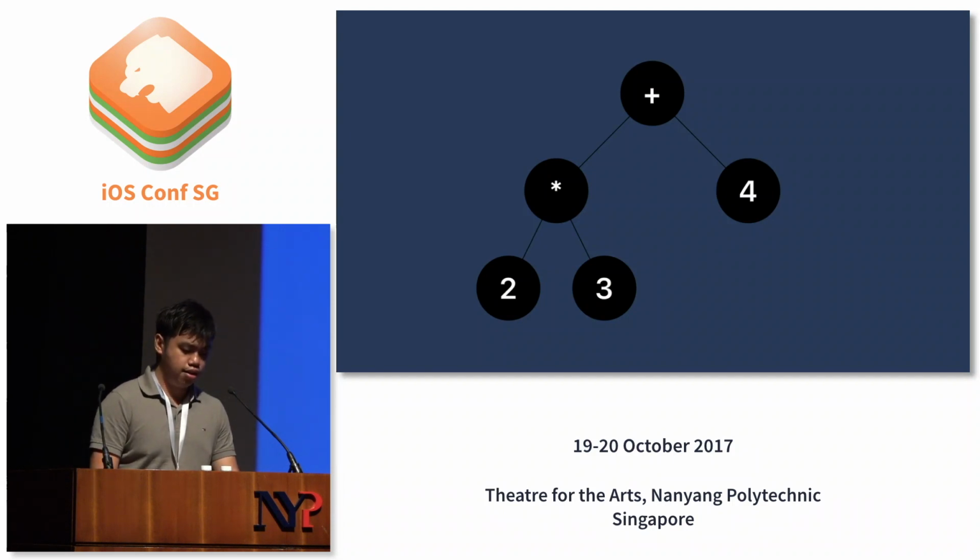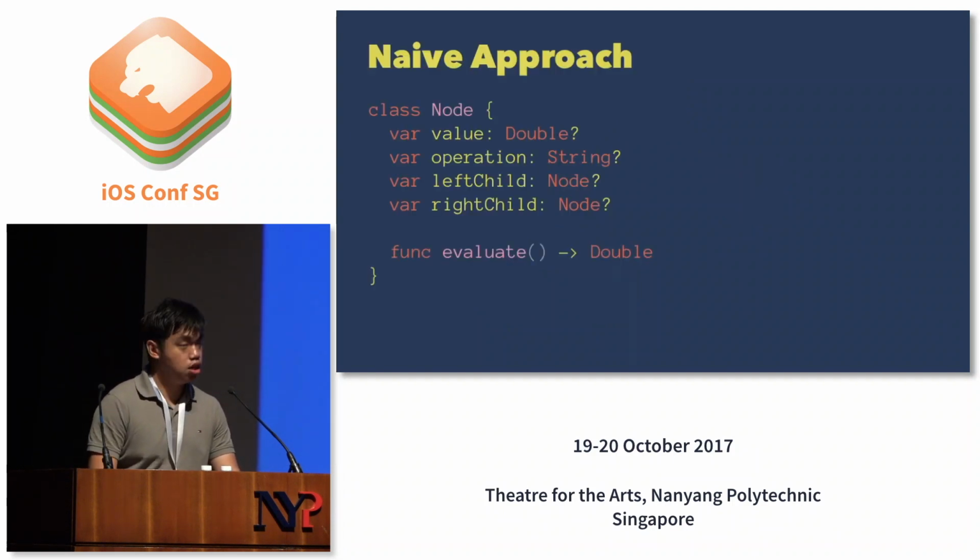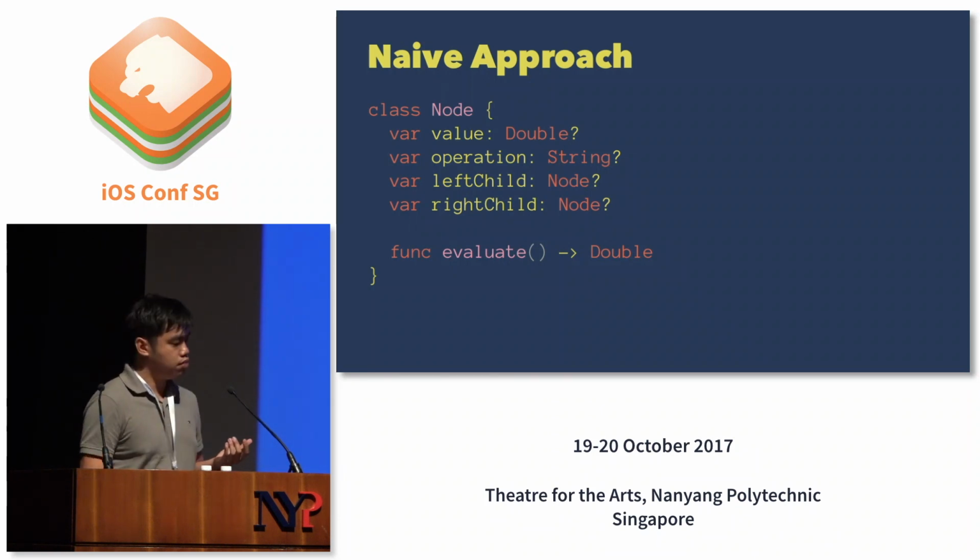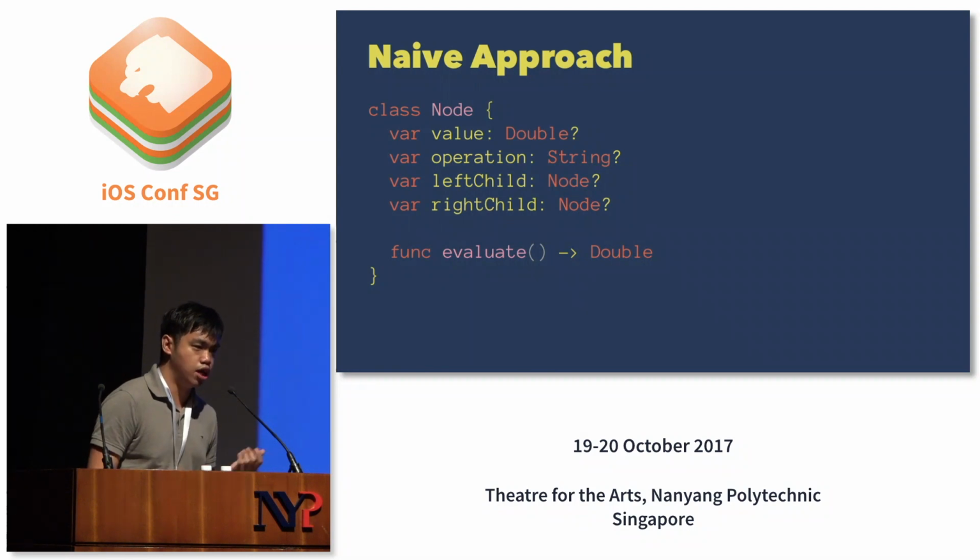What does this look like in code? So here's a first naive approach. I realize the code may be a bit blurry, but the slides will be available after the talk. So we have here a class called node, which represents a node in our tree. And we have the evaluate function that returns the result of the formula, which is a double.